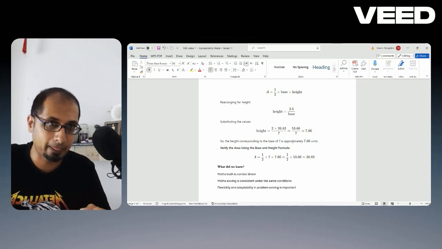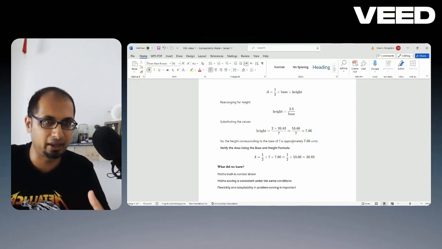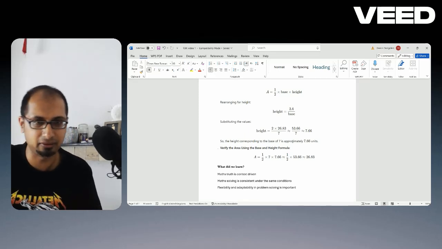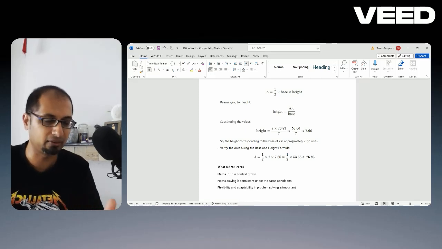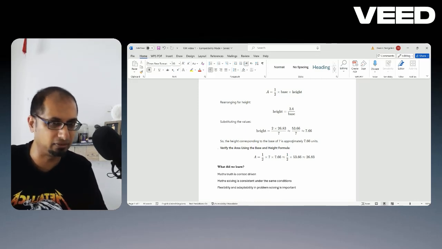The first one, which is quite glaring, is that the truth is the truth. So you can use any method as long as it's logical and it's structured, it makes sense. So whatever steps you're doing, if the steps are actually mathematically correct, then it will lead to the same answer. So the truth is universal.